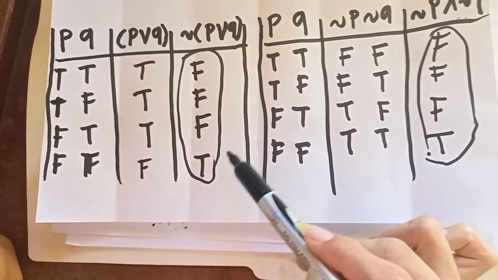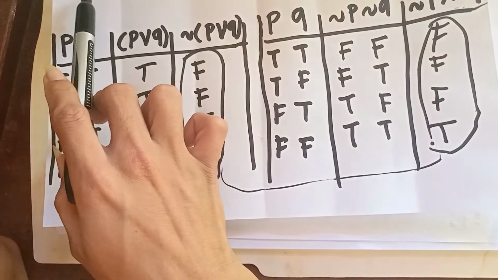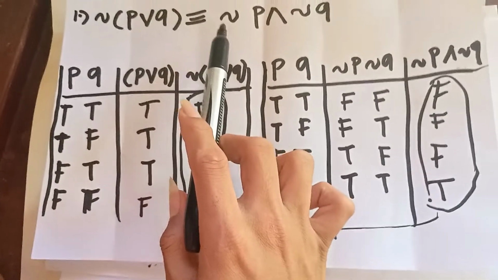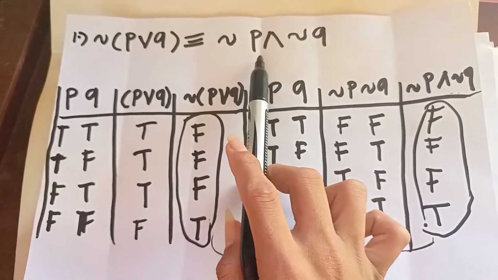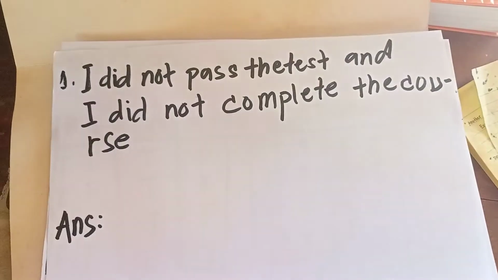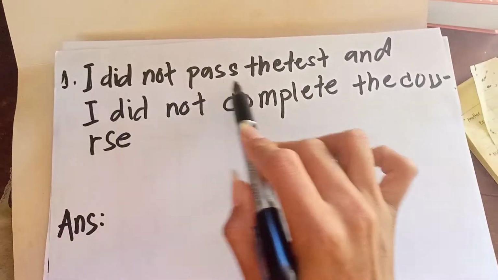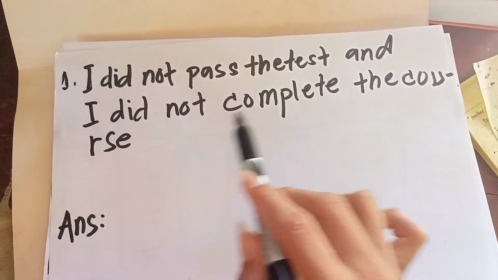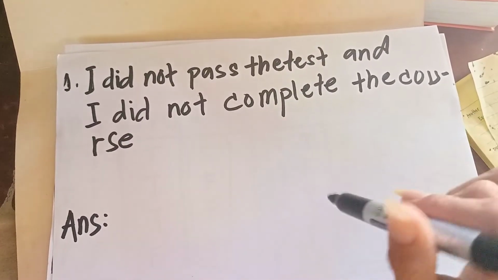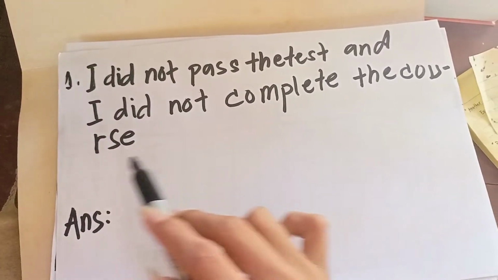So, that means these two are the same. It means the negation of P or Q is equivalent to the statement not P and not Q. So here, in the form of a statement: I did not pass the test and I did not complete the course. Then, we have two statements here, this one, then this one.